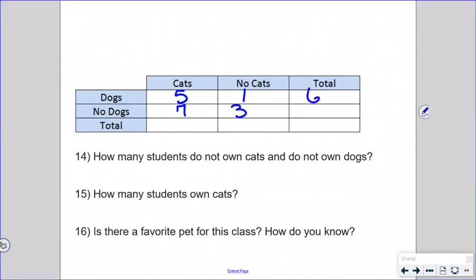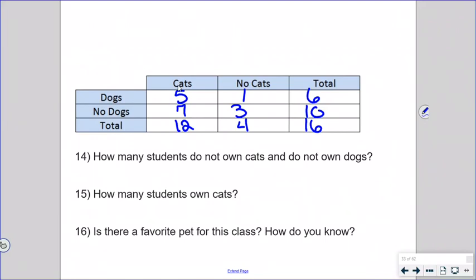That becomes 6 because you add 5 plus 1. That becomes 10 because you do 7 plus 3. That becomes 12 because 5 plus 7. That becomes 4. 6 plus 10. 12 plus 4. 16. How many students do not own cats and do not own dogs?